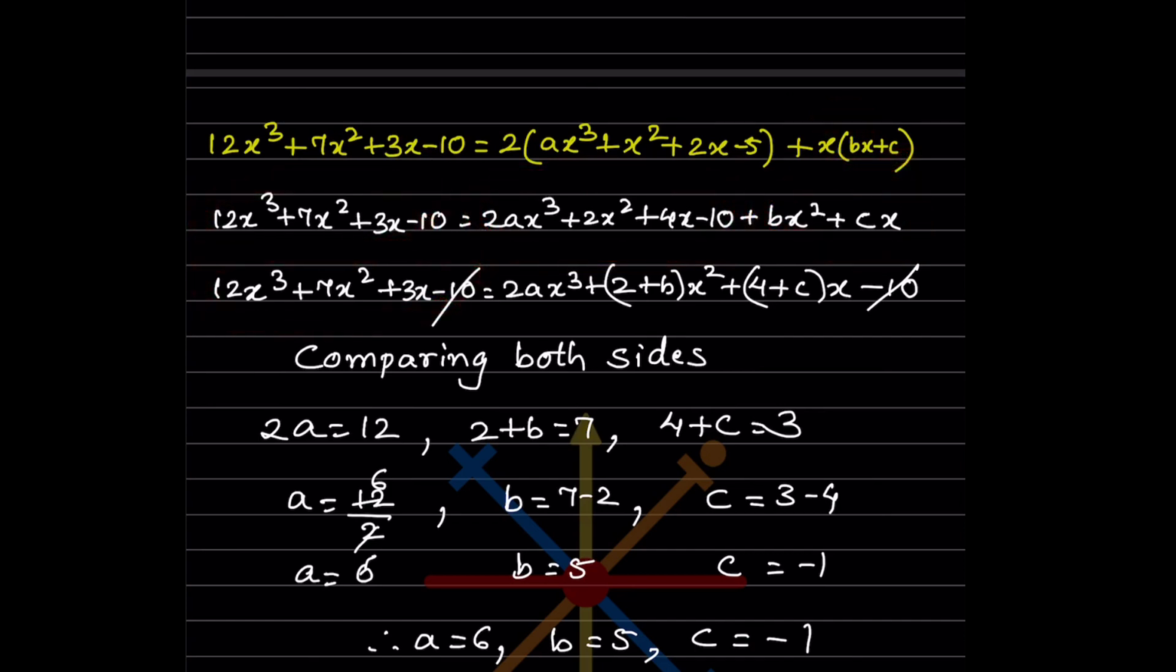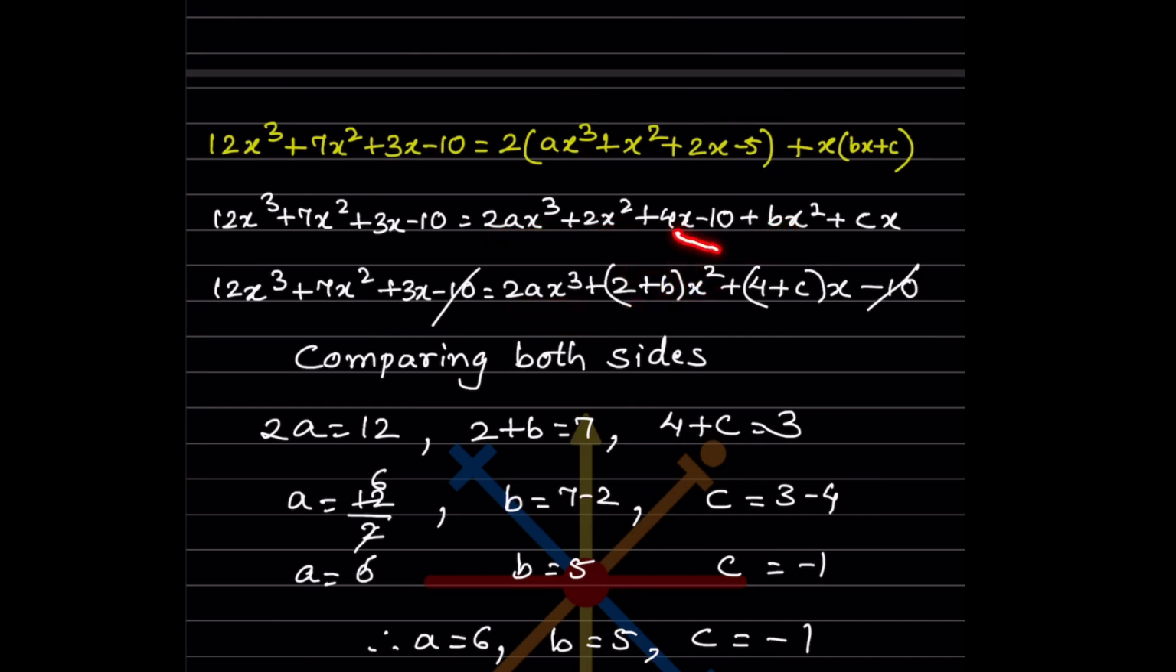Now x cube is alone, so we'll keep it here. Now can you see here, this is also x square and this is also x square. So what we can see here, you can take 2 plus b, that is 2x square plus bx square. So 2 plus b in the bracket and x square outside.